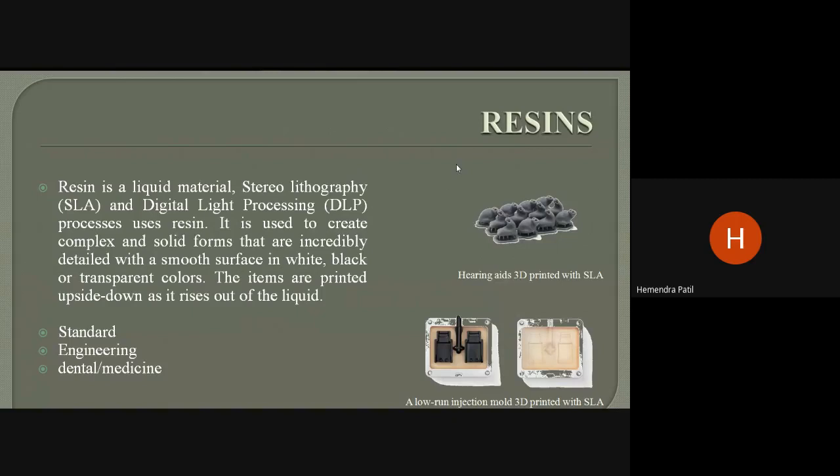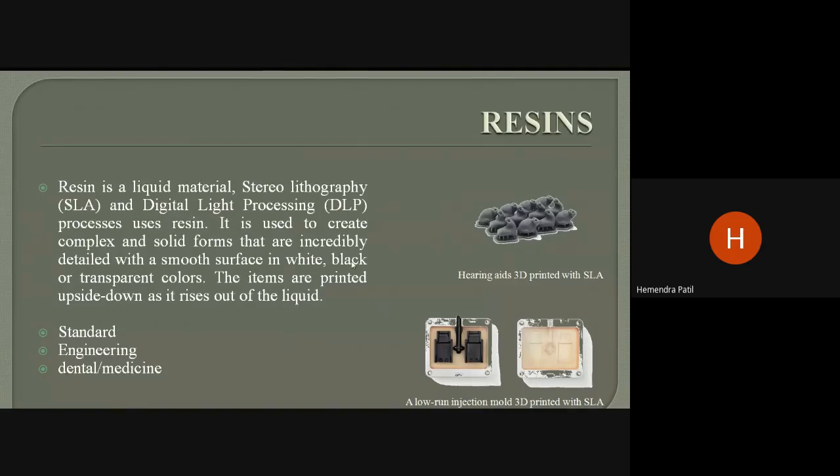The next is resin. Resin is a liquid material generally used in SLA or DLP processes. It is used to create complex and solid forms that are incredibly detailed with a smooth surface, in white, black, or transparent color. The items are printed upside down because it is printed in SLA or DLP, so the part we get is upside down as it rises out of the liquid.